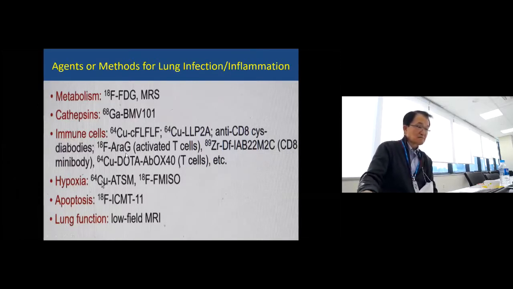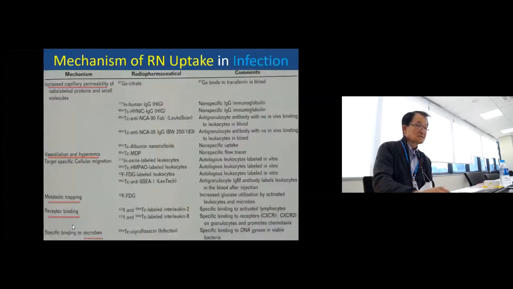Immune cells have also been utilized. Hypoxia agents have also been used. It's not specific, but this is also important to trigger progression of disease. Apoptosis has been labeled using F18 or technetium-labeled annexin V. It's not here, annexin V. And certain MR imaging is also used for lung function.